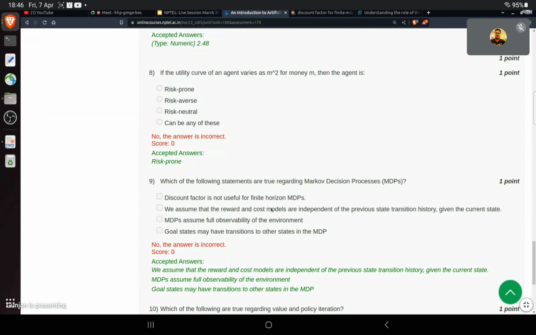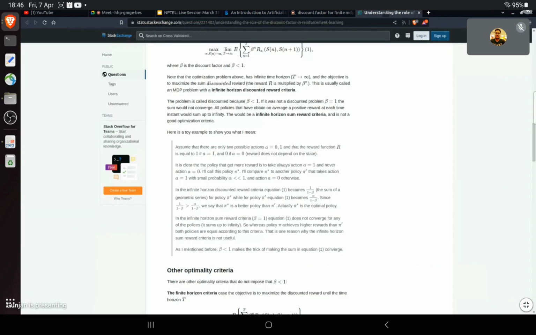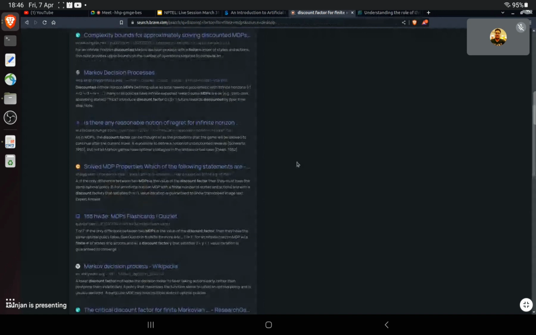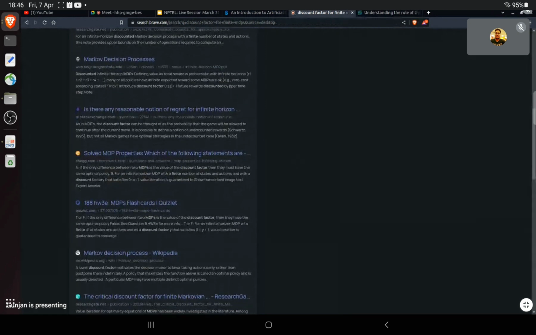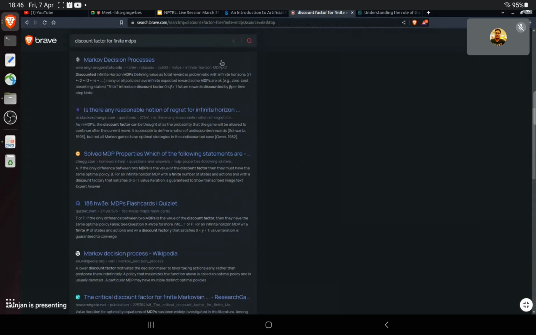Yeah, this was also discussed in the class, but I think this might be for an infinite MDP. But in infinite MDPs, we don't want to have a goal state. That is also true. Infinite MDPs don't have a goal state.